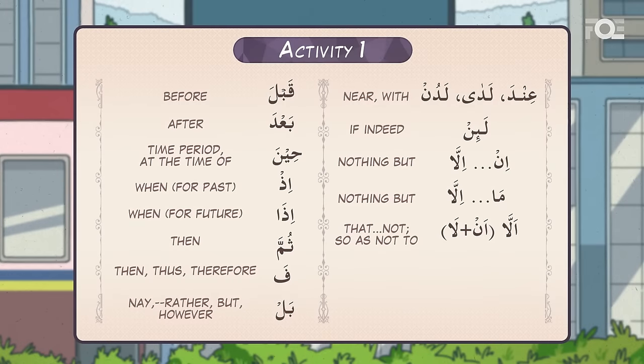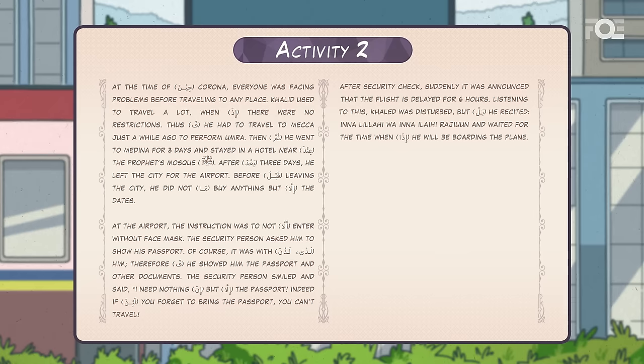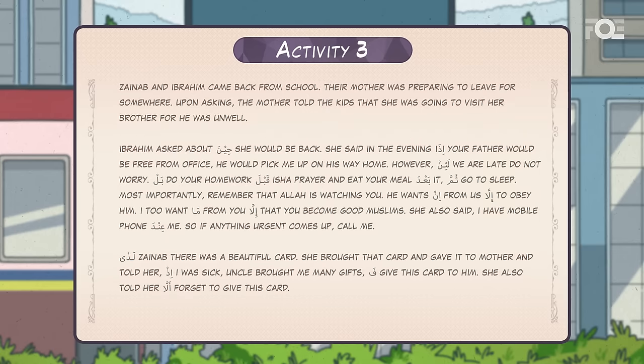Look at the words. Can you give their meanings? And here is the same write-up without English translation of the Arabic words. Can you write their meanings? And here is another write-up with the same words.